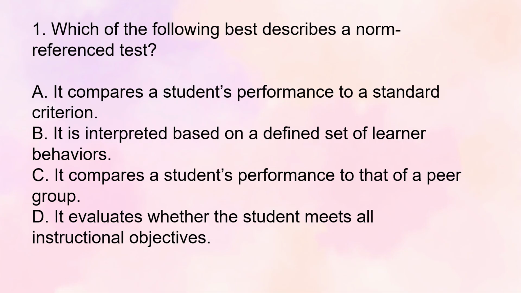Number one, which of the following best describes a norm-referenced test? Letter A, it compares a student's performance to a standard criterion. Letter B, it is interpreted based on a defined set of learner behaviors. Letter C, it compares a student's performance to that of a peer group. Or letter D, it evaluates whether the student meets all instructional objectives.